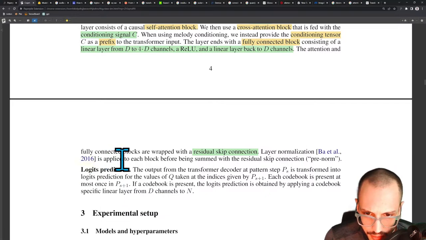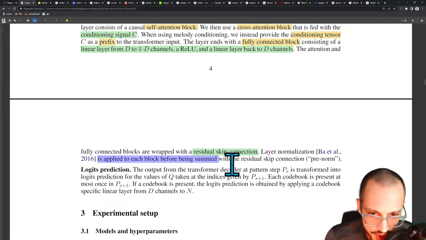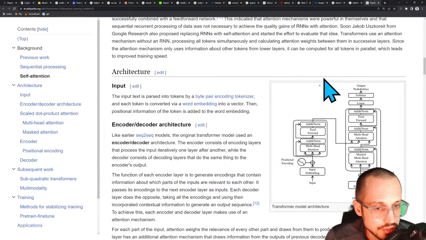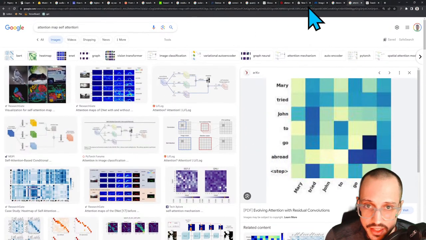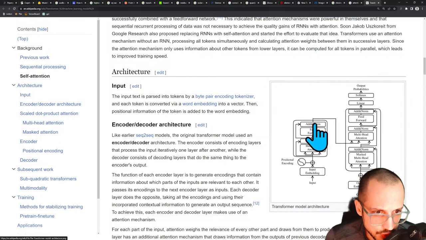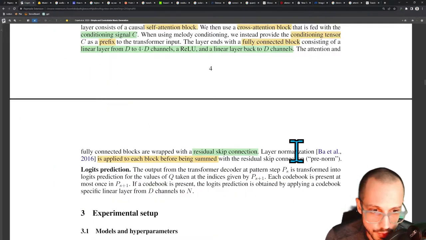And then layer normalization is applied to each block before being summed. If you ever watch a Karpathy explainer on Transformers, he constantly mentions this, so I constantly mention it. Apparently in the original Transformer paper, they put the normalization after the attention blocks and after this feed forward, but since then it's moved, and in modern Transformers it's before the attention and before this feed forward, which is what they're saying here. It's applied before being summed, aka pre-norm.